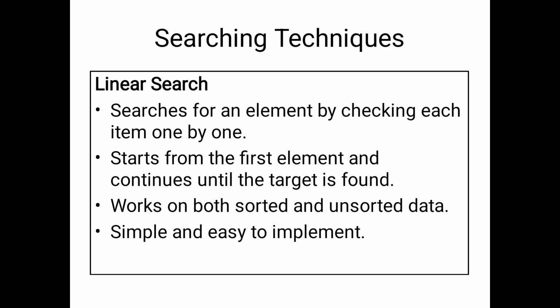Next is searching techniques. In searching techniques, we use two searches: linear search and binary search. In linear search, the elements are checked one by one, starting from the first element and continuing until the target is found. It works on both sorted and unsorted data. Linear search is a sequential search and is easy to implement.